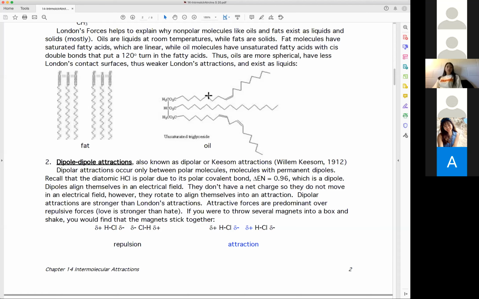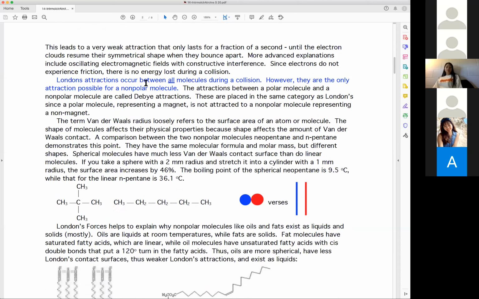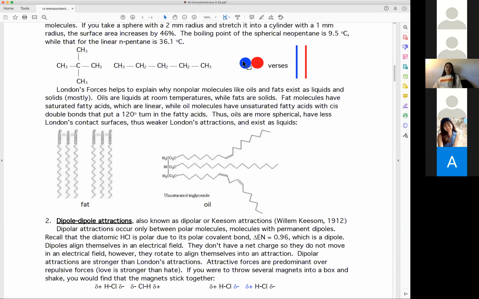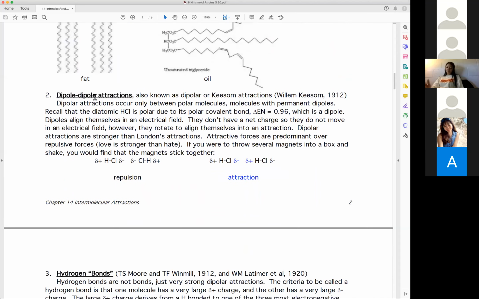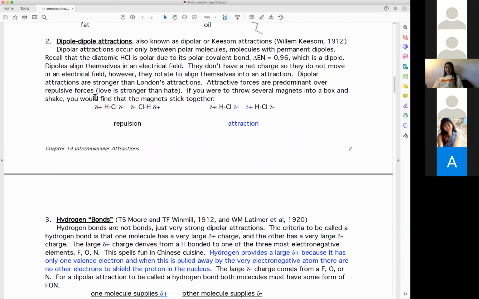Okay. So these fatty acid tails are simply all over the place, whereas you look at saturated fatty acids, they're all straight and linear. So this one is getting more and more round looking, and these ones are keeping more and more linear. So we have this situation. So here's unsaturated fatty acids, here's saturated fatty acids. And that's enough to explain why oils are liquid and fats are solids. So, questions about London's attractions?